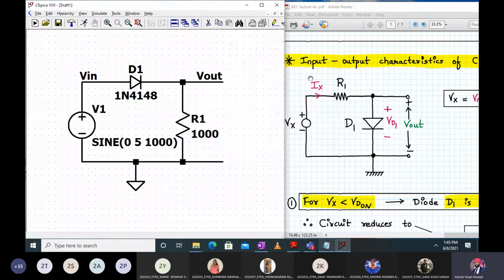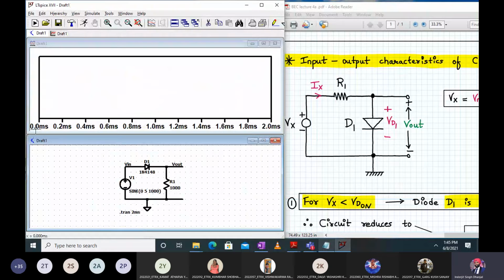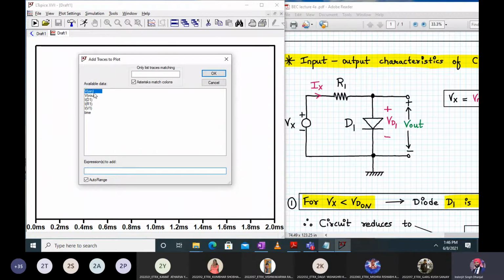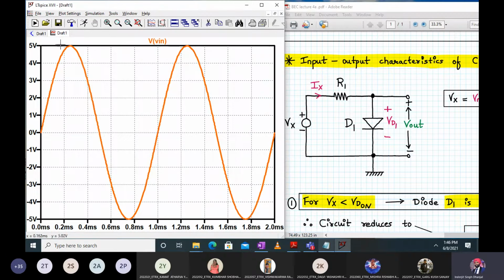So I'll write 2 milliseconds and click OK. You see the x-axis has come from 0 to 2 milliseconds. Now I'll maximize the screen, right click, click on add trace, and click on the input waveform. Here you see I got the input waveform, two cycles, which have amplitude 5 volts and minus 5 volts, correct?